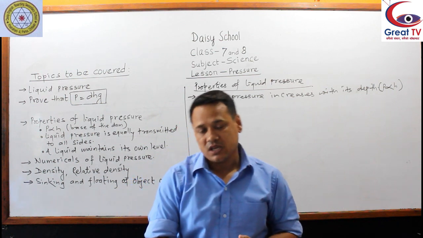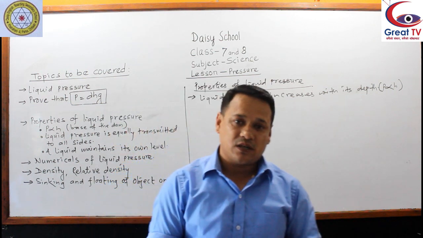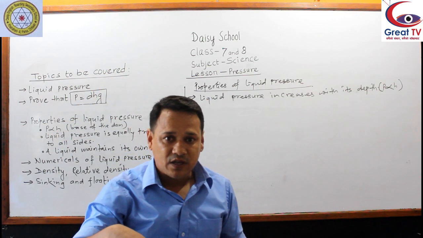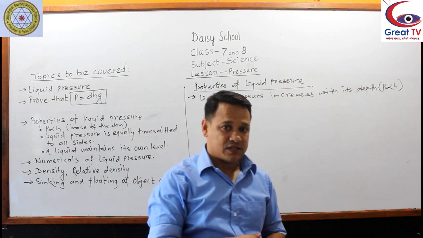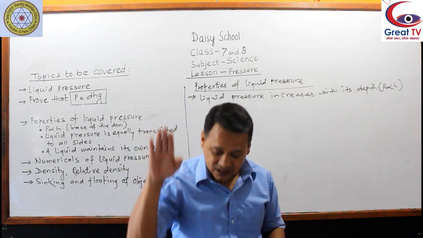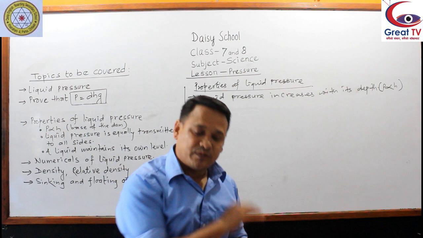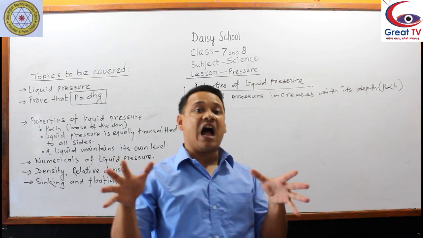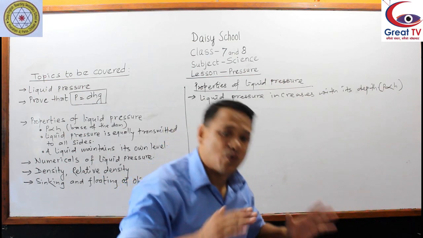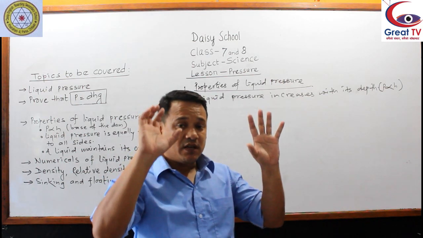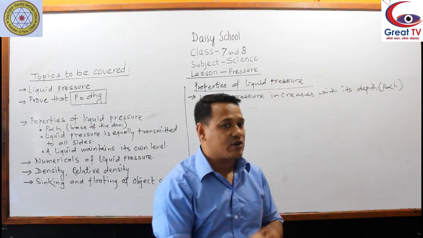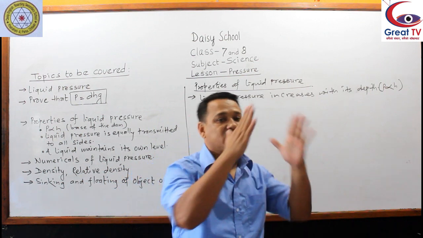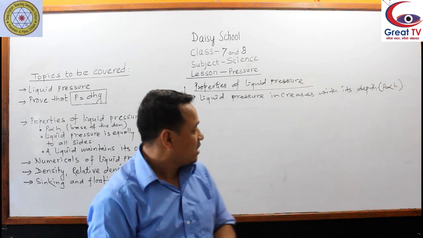So frequently asked in your exam: why is the base of the dam made wider? At more depth of the liquid, there is more liquid pressure. At the bottom of the river, at the bottom of the pond, there is more liquid pressure, and to control this high pressure, a thick wall is made. But at the top there is less liquid pressure, and it can be controlled by using a thin wall. So it is made thick at the bottom and thin at the top of the dam.